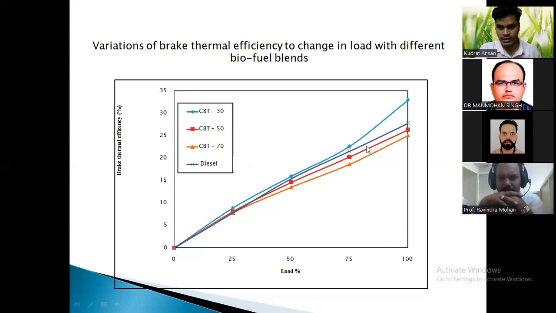Natural diesel is the line with crosses, CBT 30 is orange, and red is CBT 50%. So again, the blend that fulfills the criteria for obtaining a higher brake thermal efficiency is CBT 30%.